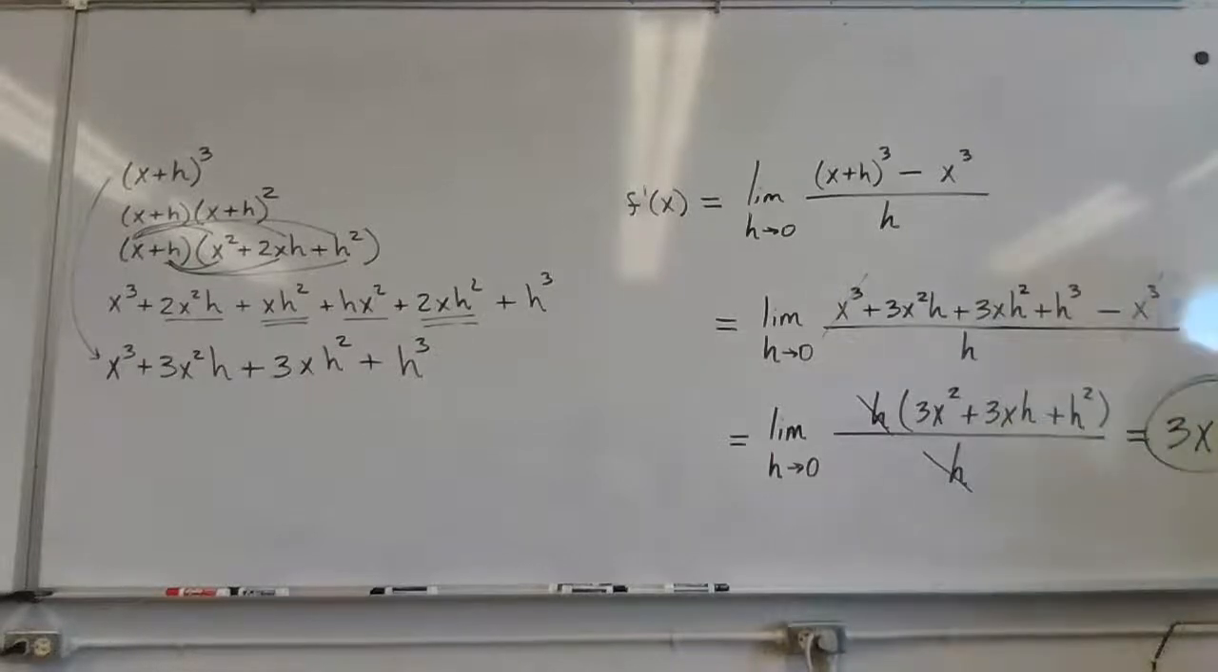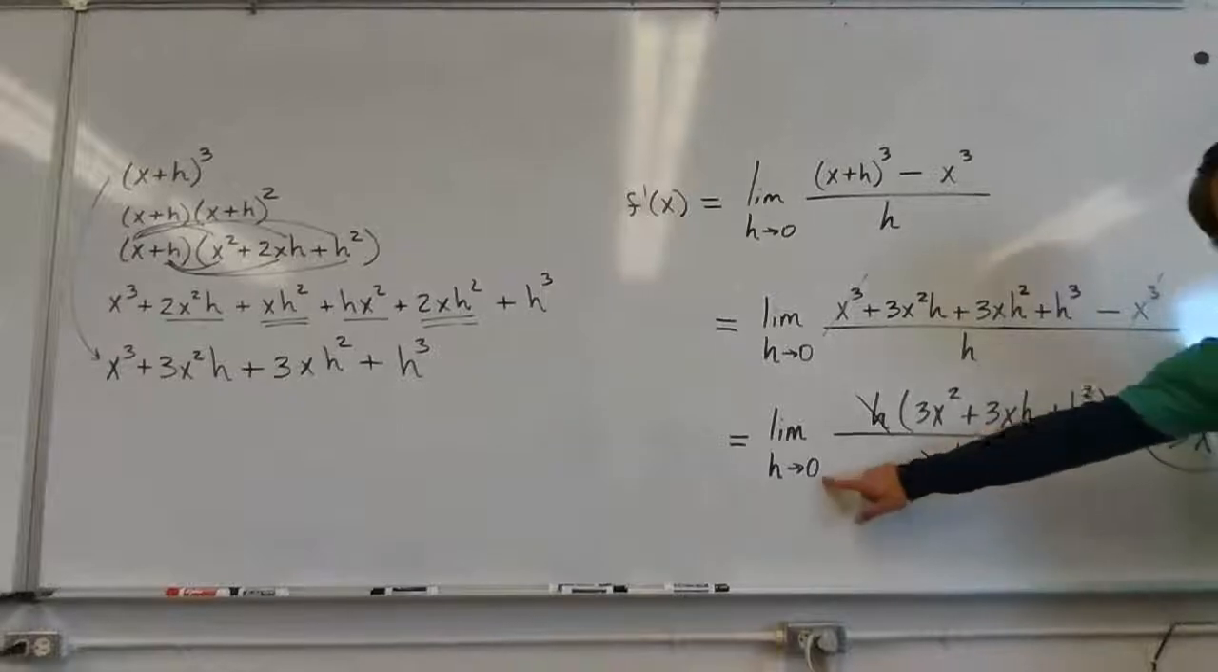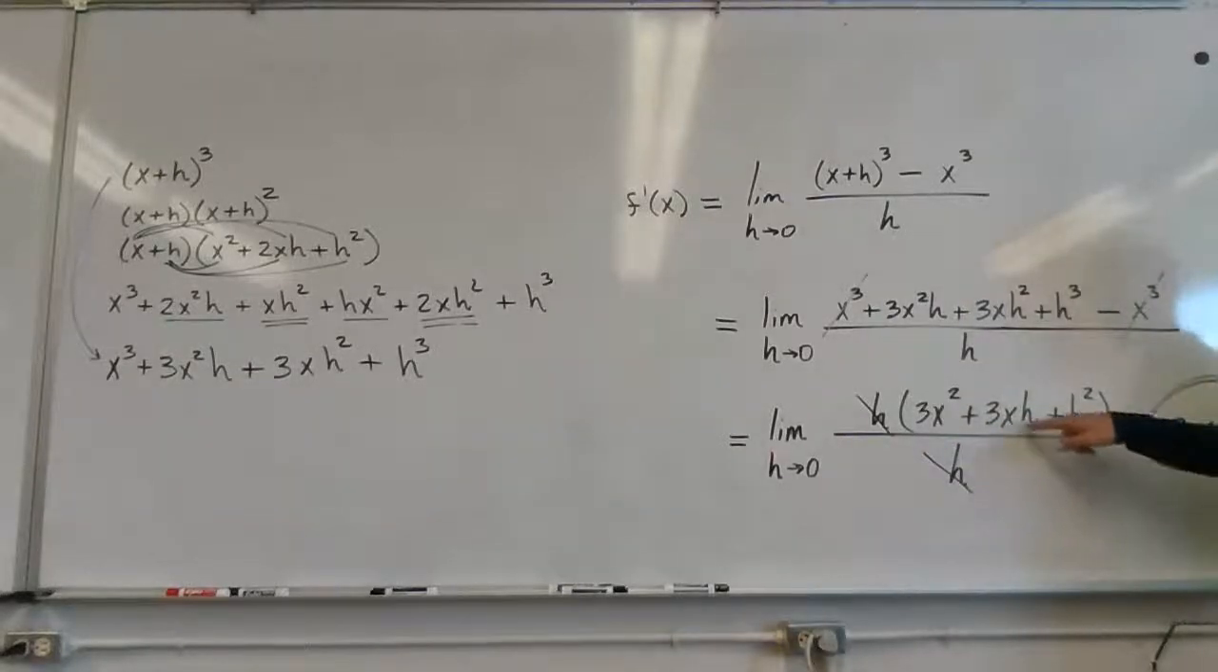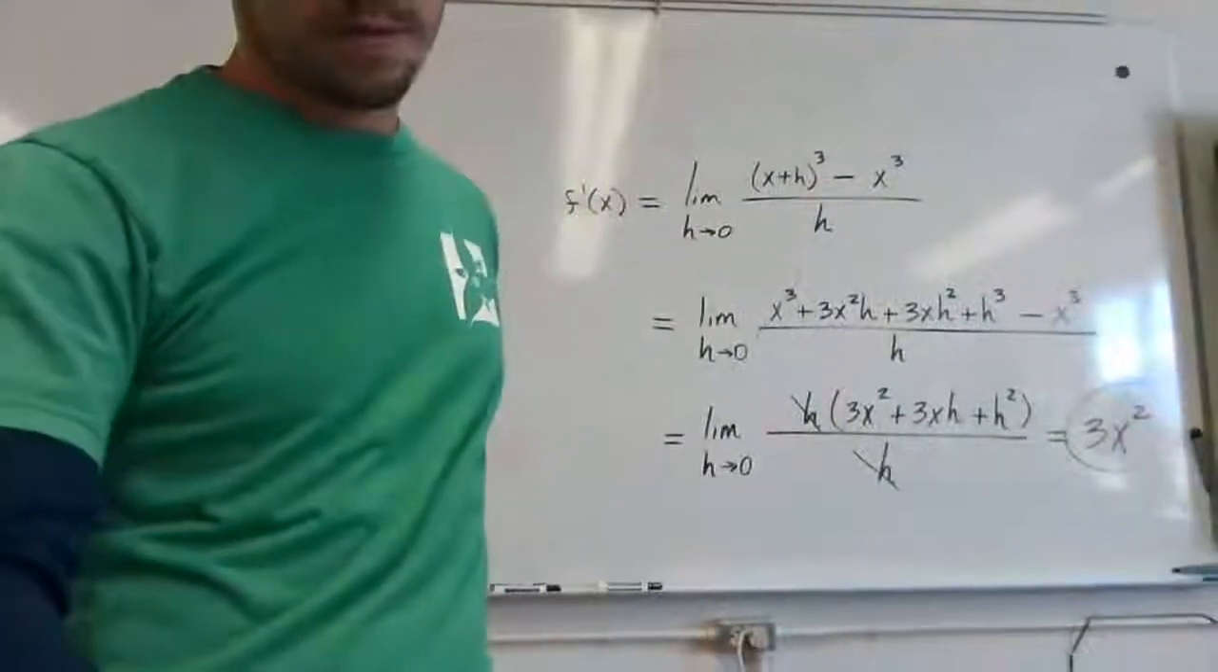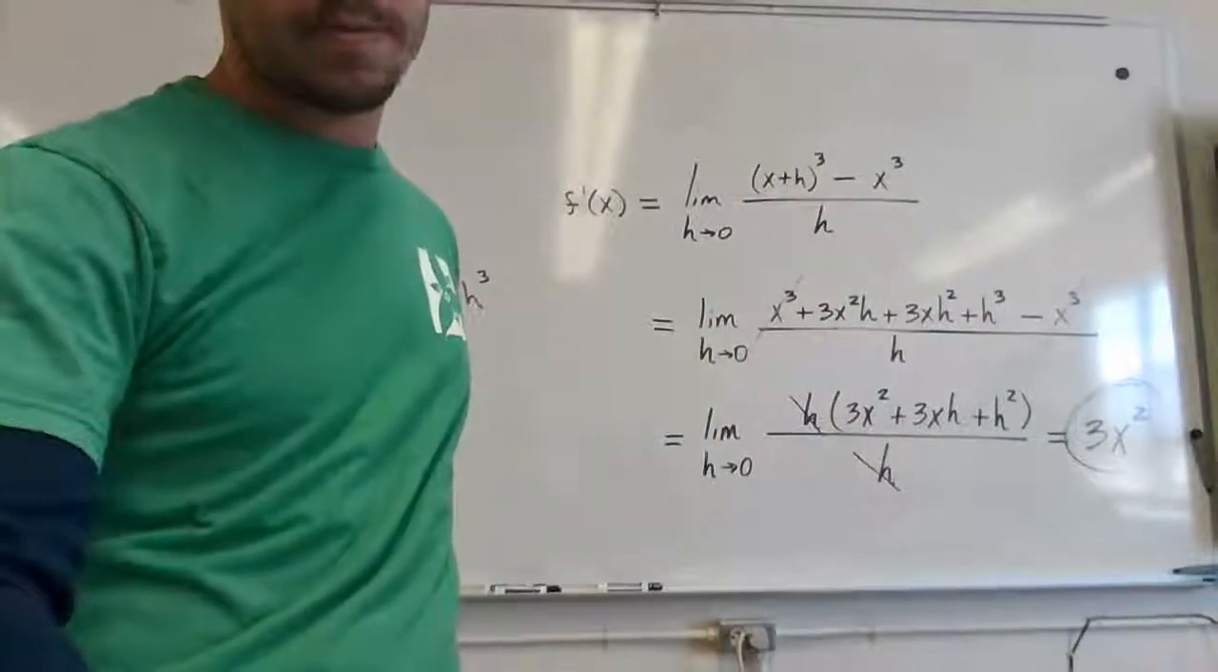Wait, why is it 3x squared, 3x times x? Because of these terms? Yeah. Because now if h approaches 0, then these guys all shrink to 0. Everything goes to 0, zippity zop. Wow. There you go.